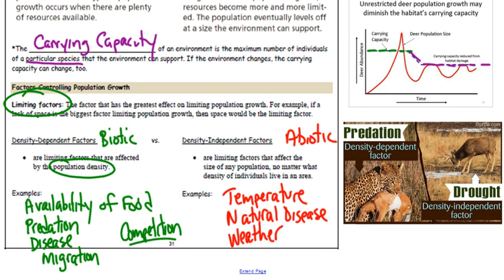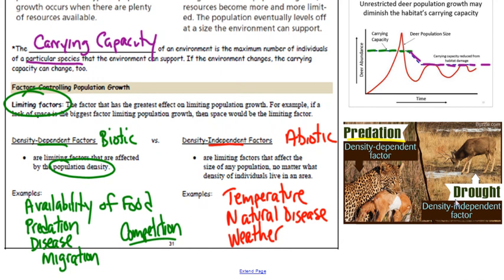So abiotic, density independent. It does not matter what the population is. Biotic, density dependent. It depends on the size of the population to really figure out how extreme that limiting factor is going to be. So the final thing today, just looking at this picture, predation, going with our predator-prey analysis. More predators is going to mean less prey. More prey means more predators.